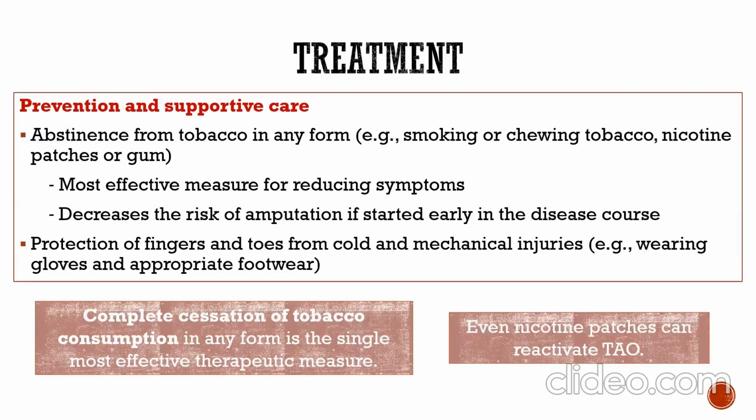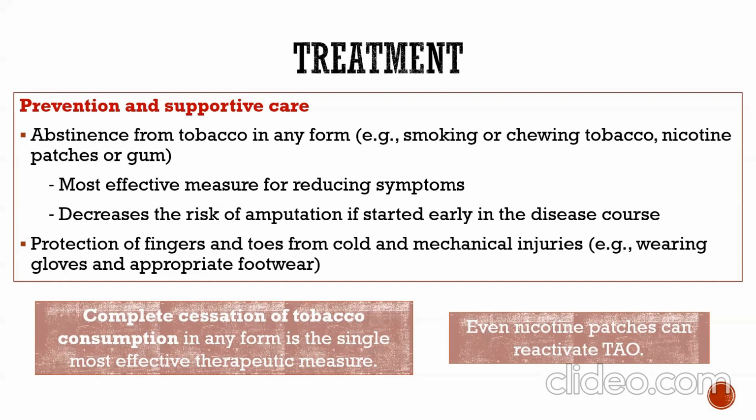Treatment, prevention, and supportive care. Abstinence from tobacco in any form: smoking or chewing tobacco, nicotine patches, or gum. This is the most effective measure for reducing symptoms and decreases the risk of amputation if started early in the disease course.